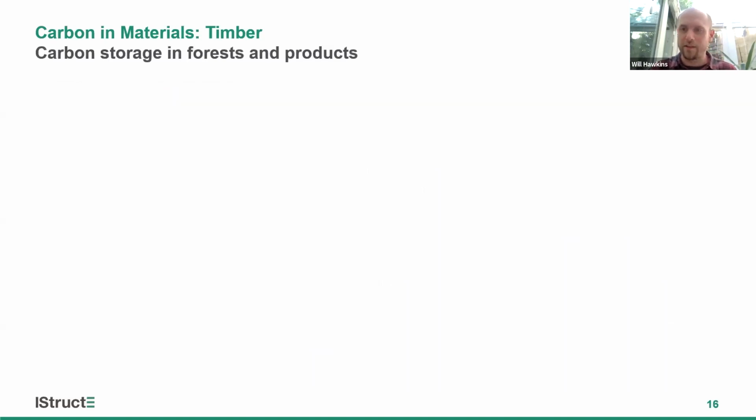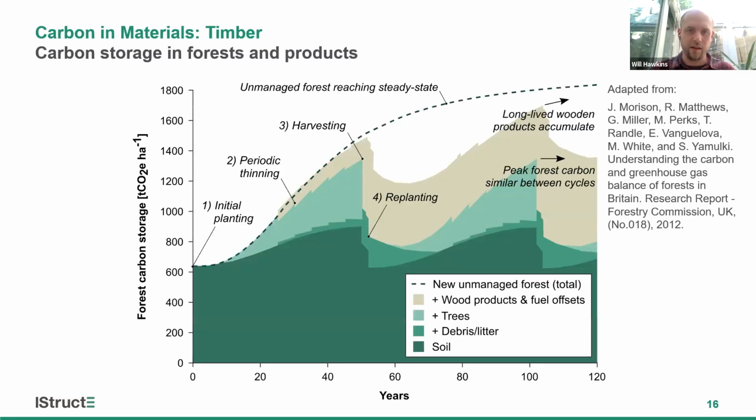So how does that stack up against the reality, or a different way of thinking about carbon storage in forests and products? This image is borrowed from an analysis by the Forestry Commission, and it shows the amount of carbon stored in a forest over a certain lifetime over various crop rotations. So we have the soil, debris and litter, the trees themselves, and you can see that in between different rotations, in this case it's a 50-year rotation period, we have increasing forest carbon, which then reduces and goes up and down again with a similar peak between cycles.